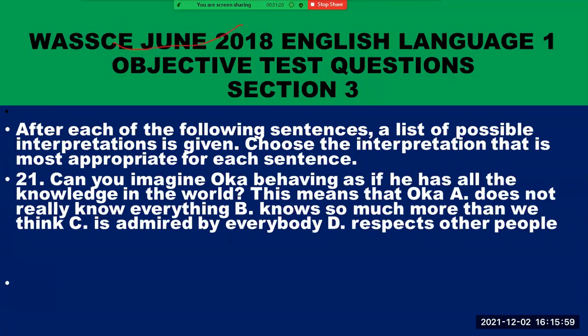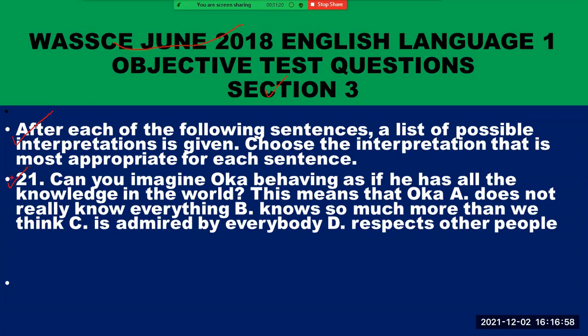This is WASSCE June 2018, section 3, objective questions, English language. Now the instruction is the same. Now listen, after each of the following sentences, a list of possible interpretations is given. Choose the interpretation that is most appropriate for each sentence. Now the question number is the same. The question that starts section 3, 2018 is 21. That same question started section 3, 2019 and section 3, 2020. So we are talking authoritatively, showing you the frequently occurring questions, frequently occurring topics, frequently occurring patterns, and manner of setting questions in the WAEC exam.